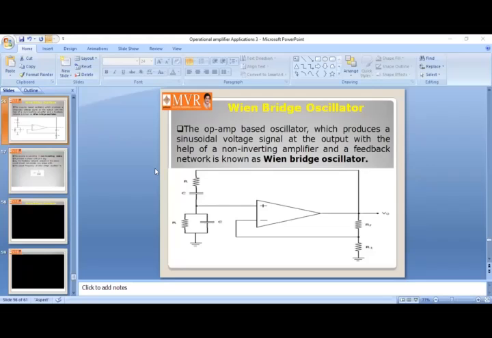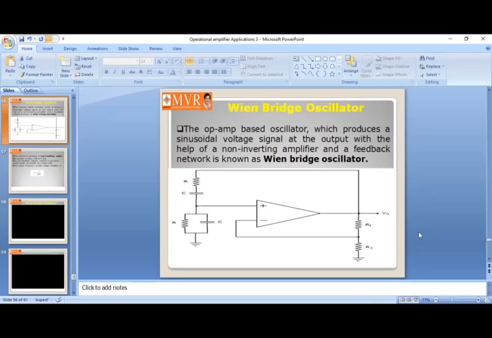Good afternoon, students. In the last class, we discussed the RC phase shift oscillator. So in this class, we are going to discuss the Wien bridge oscillator, how our op amp is going to work and generate the sinusoidal signal using the Wien bridge circuit.